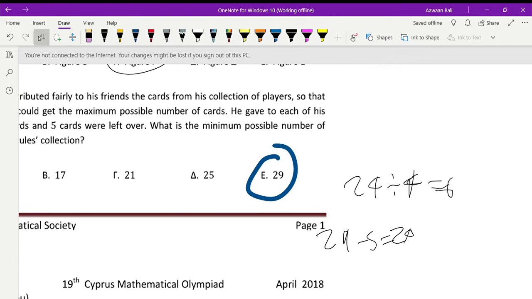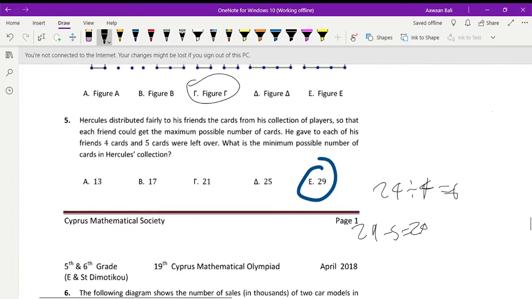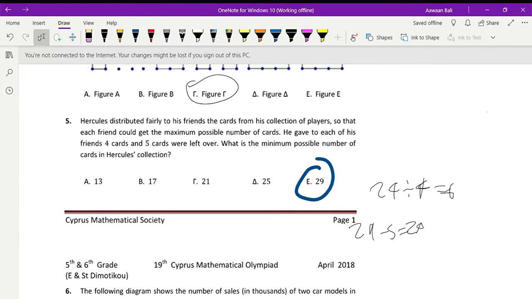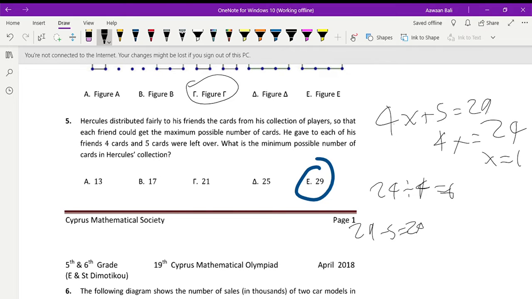And that means Hercules has 6 friends, and we also need the maximum number of cards, so that means maximum number of friends too. And he also has 5 cards left over. If you check with 4x plus 5 is equal to 29, it's the same thing. So basically, therefore, the answer is delta 29.